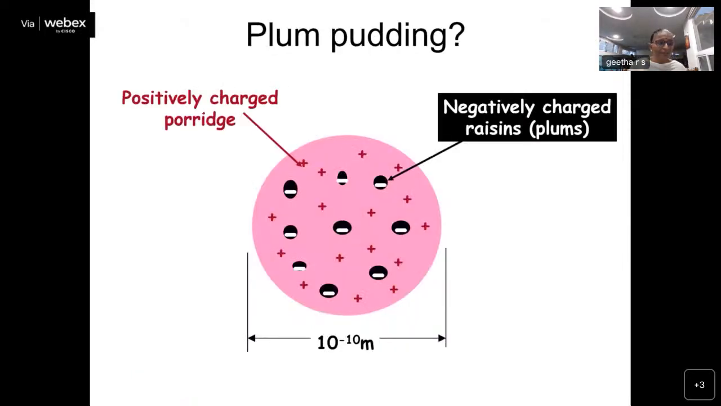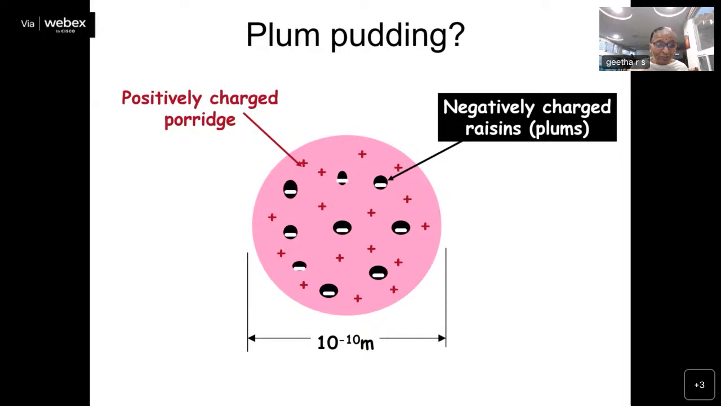This was the first model, known as the plum pudding model. Since atom has mass, atomic masses were already determined by chemists at that time. Since electrons have very low mass, one can conclude that the positive charge carries most of the mass of the atom. So how could they be arranged? Like in a sweet: you have a porridge and imagine raisins in it.